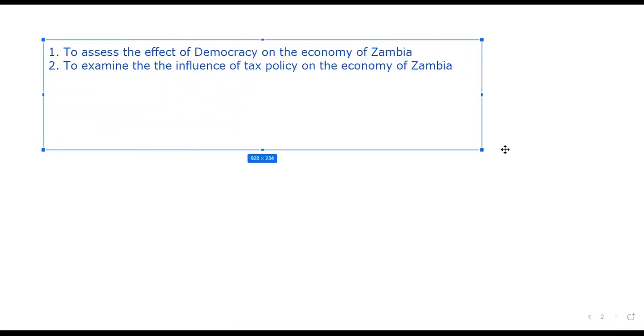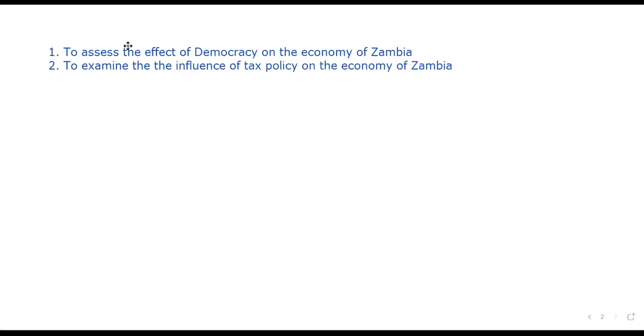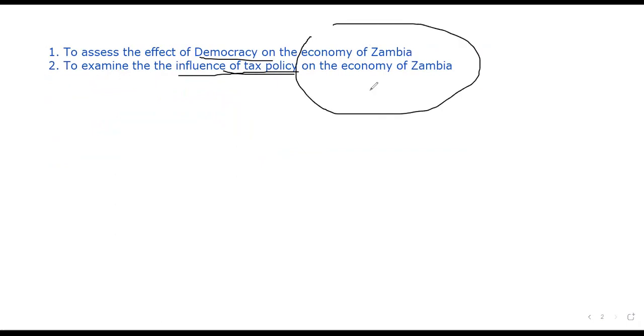So this is what you should be thinking like as you are trying to come up with these objectives. Of course, you can come up with multiple of these. I'm just giving you a little throwback of where we're coming from in terms of stating our specific objectives. One, they must be goal-oriented. Two, they must be really short and straight to the point. Three, they must show the relationship between the independent variable, and clearly from what we have here, I have democracy, I have tax policy, and then I've got the dependent variable, which is the same throughout, the economy of Zambia.